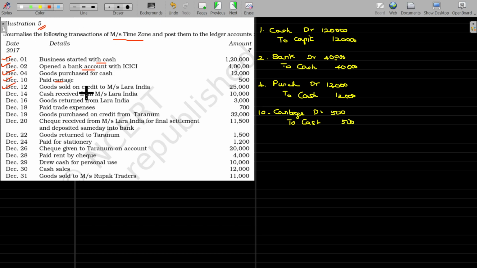December 12th, goods sold on credit to Mrs. Lara India. Credit sales, then the party's name should be debited here. The date of transaction being 12th December. Mrs. Lara India debit to sales. This value being 25,000.